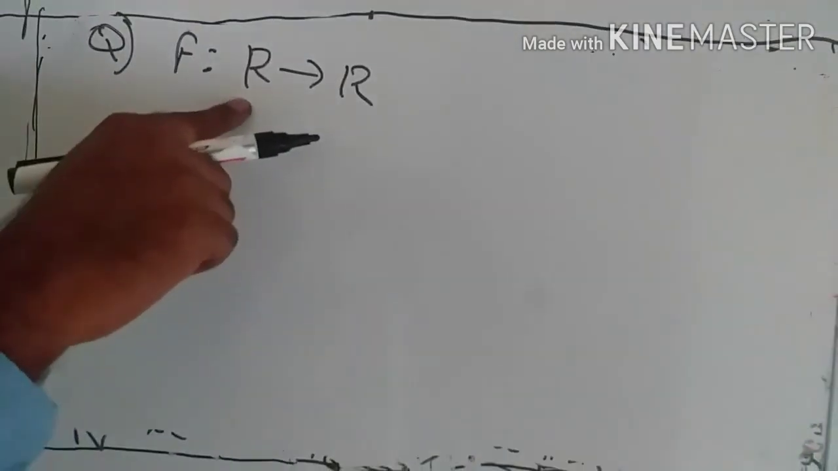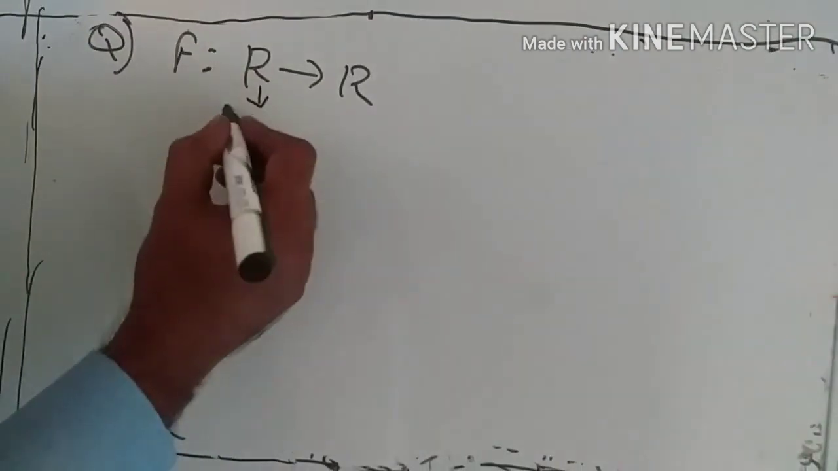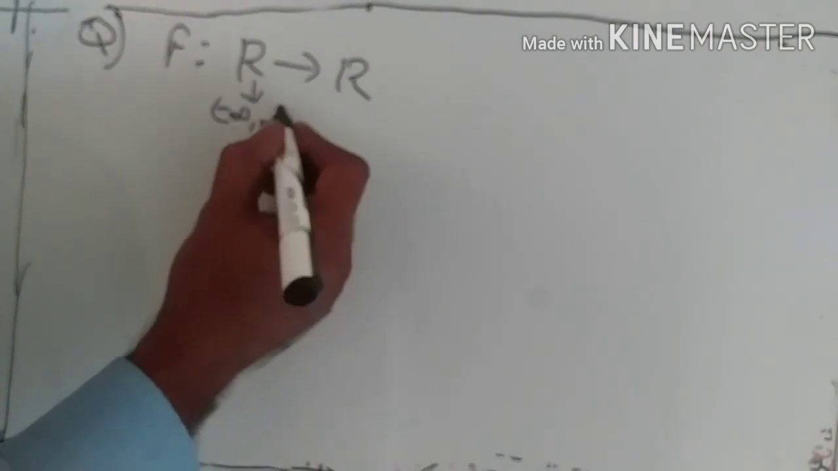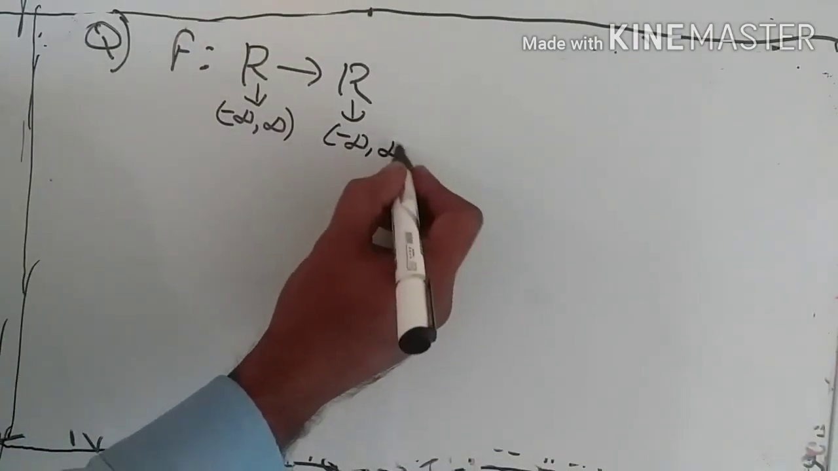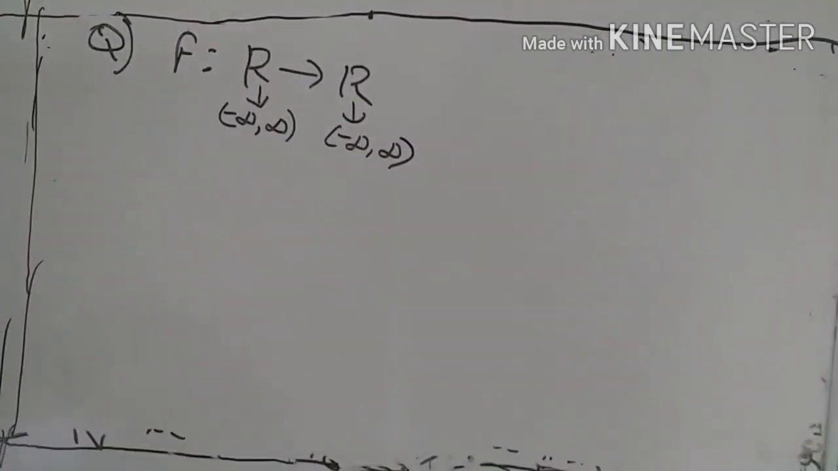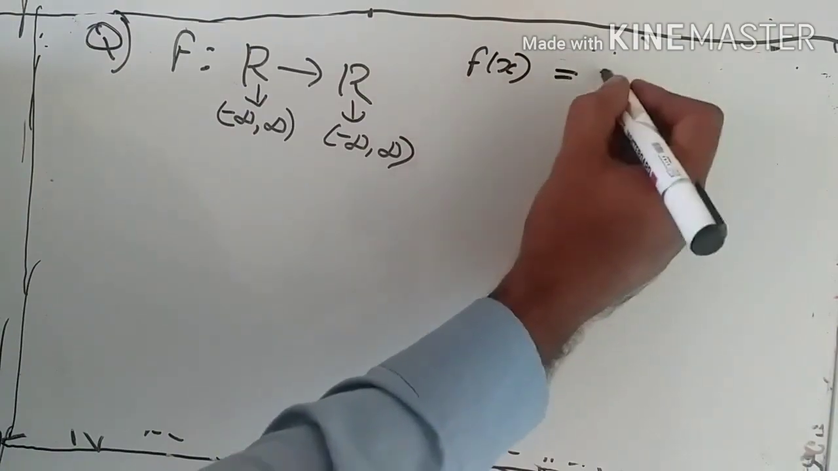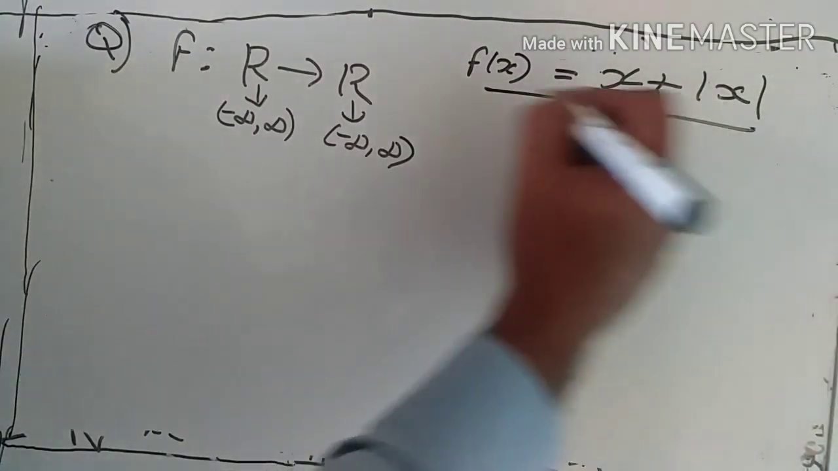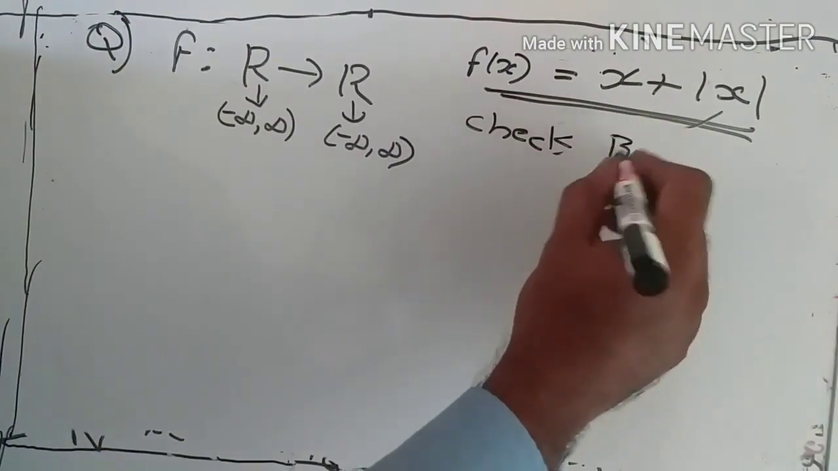Now the set of real numbers is the domain, and the codomain is also the set of real numbers. Set of real numbers means the open interval -infinity to infinity. This is also the open interval -infinity to infinity. Check bijectivity of f of x is equal to x plus mod x.